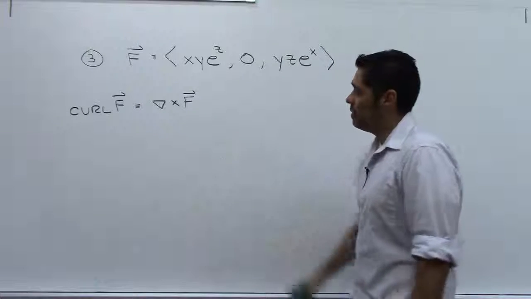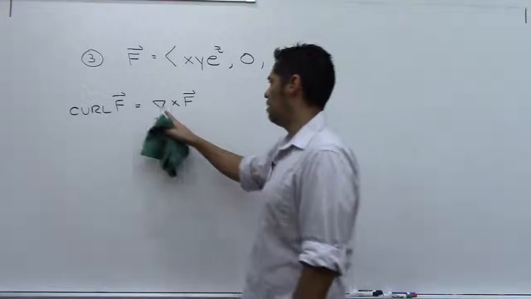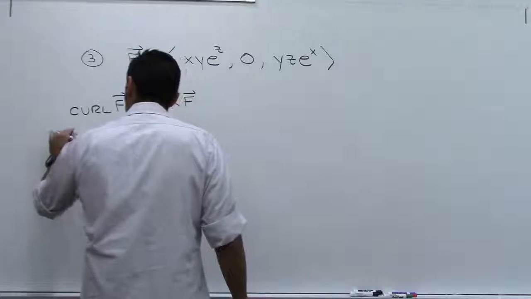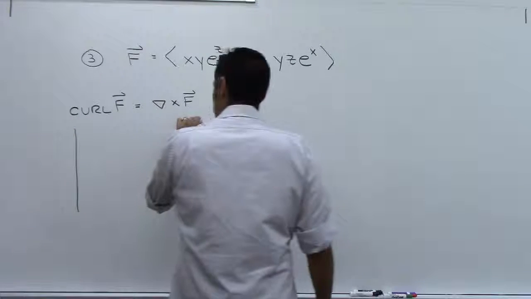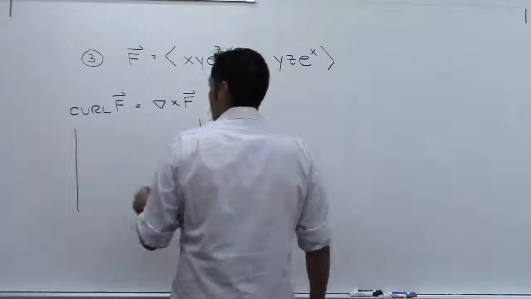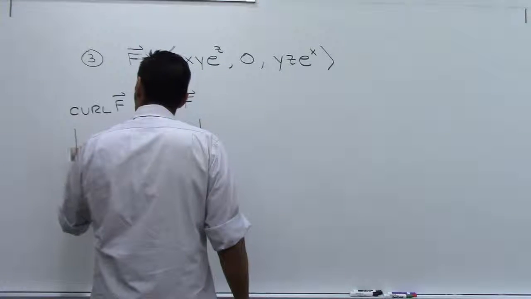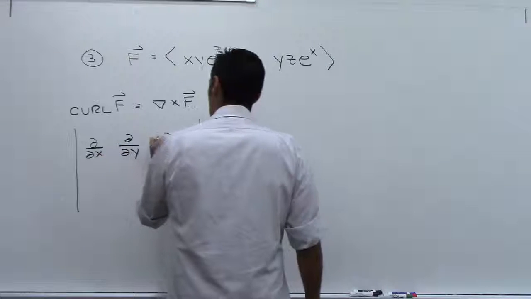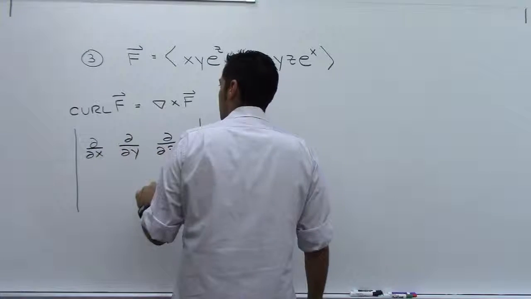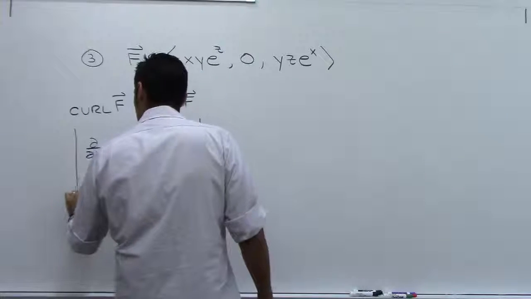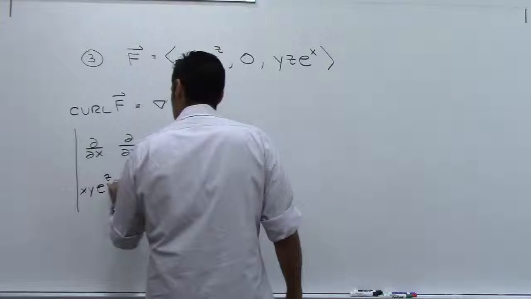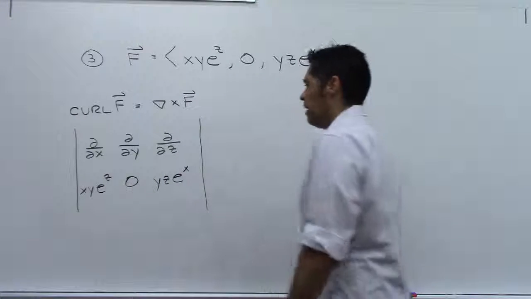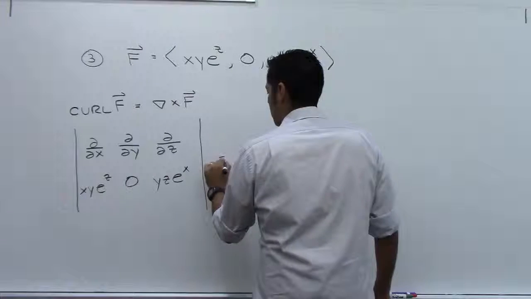The curl is defined to be the gradient, or the del operator, crossed with f, which means we're going to do a cross product. So I'm going to set up my cross product here. We're crossing del, which is the partial with respect to x, partial with respect to y, partial with respect to z, with f, but f is xy e to the z, 0, and then yz e to the x. And so we know that when we do a cross product, we get a vector.